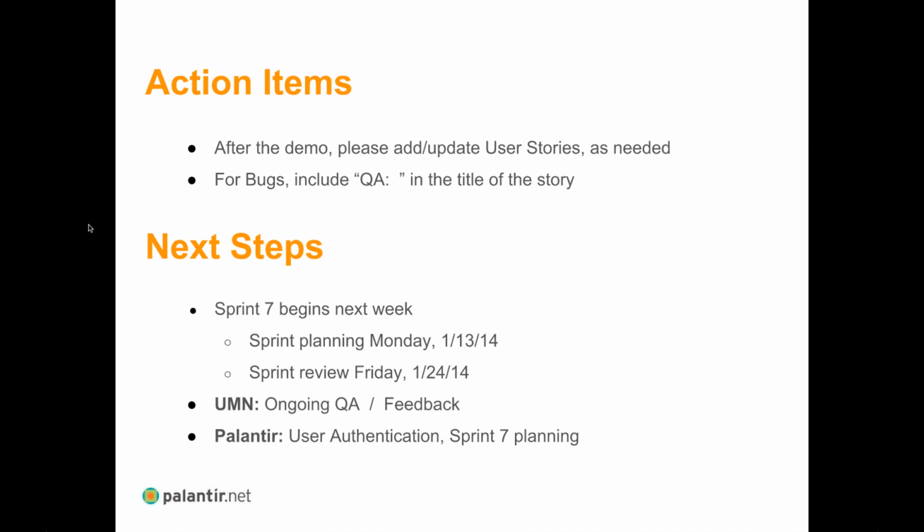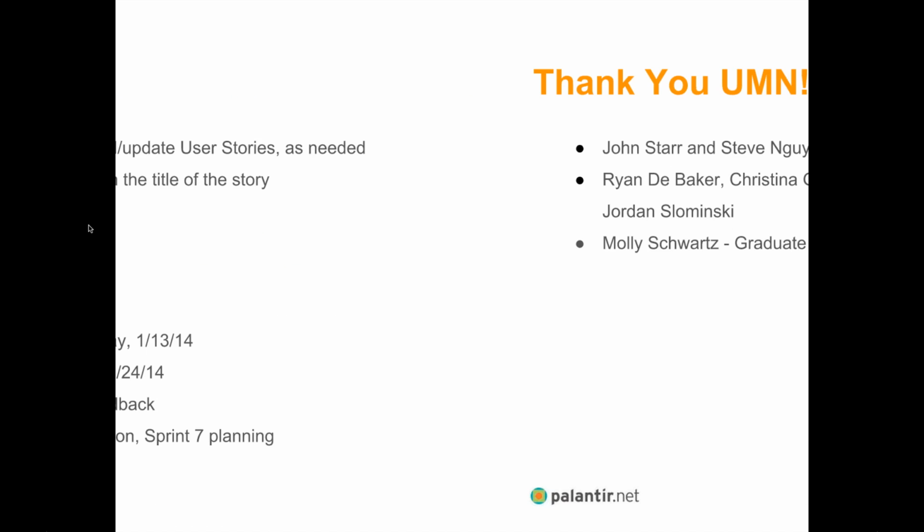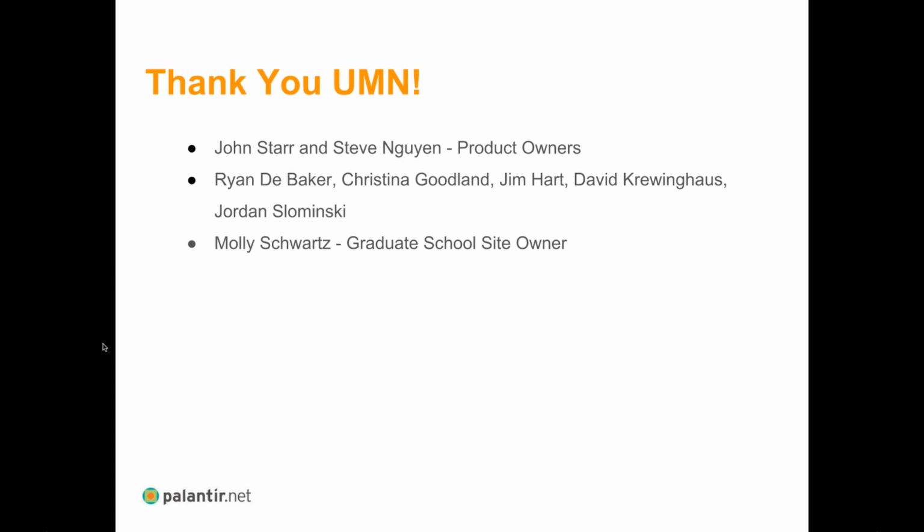Again, Sprint 7 planning begins next week. We will start that planning internally and then review with John, and I think Steve might be on vacation, but we'll review with him Monday afternoon and then get started. And then our next sprint review will be 2 weeks from today, January 24th. So ongoing QA, any feedback you guys have for us, that user authentication, we understand the importance of that, especially as we start getting closer to pushing some of the pilot sites live onto the platform. So we're really focusing on that and making sure that we get that one ready and going soon. And then, of course, the sprint planning that we mentioned.